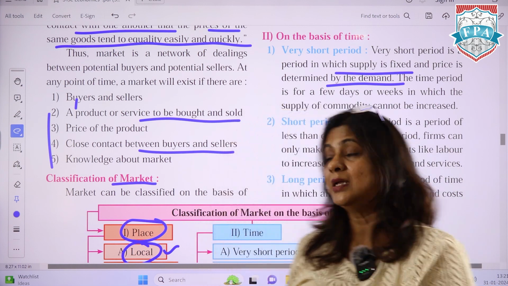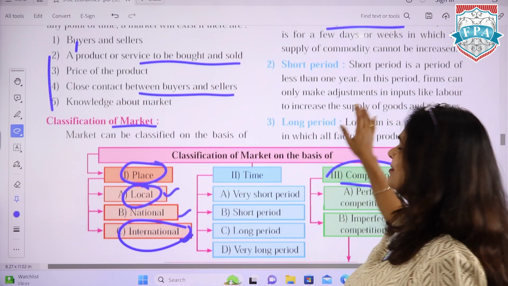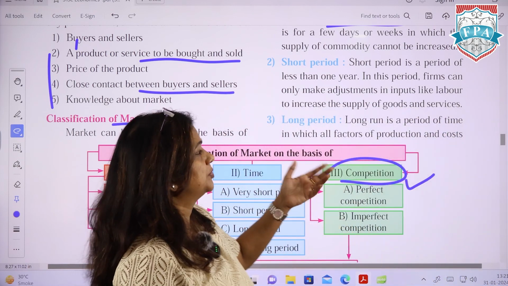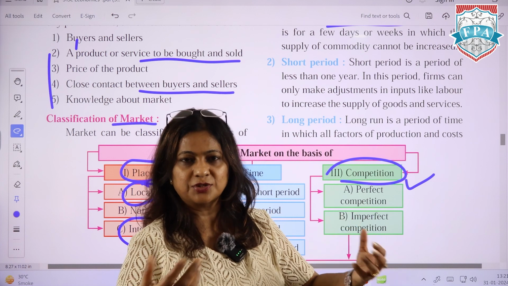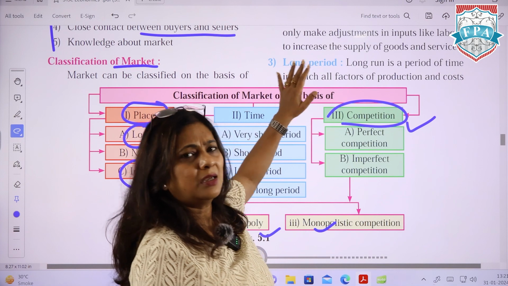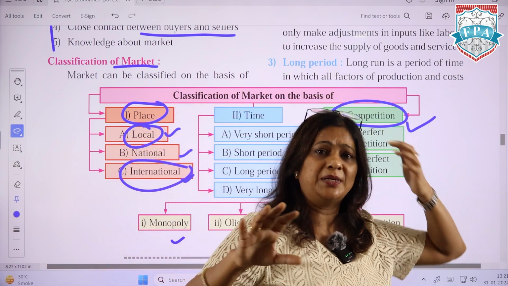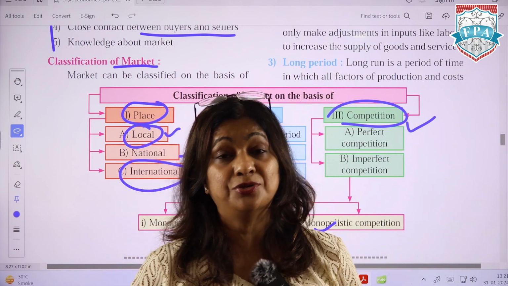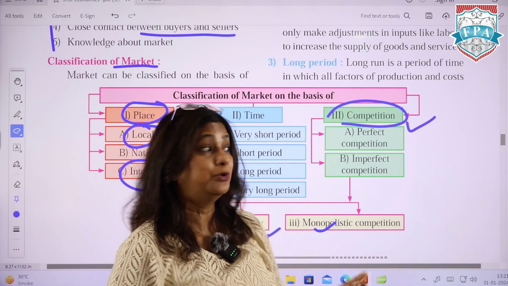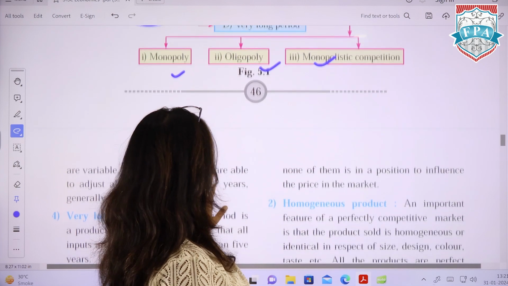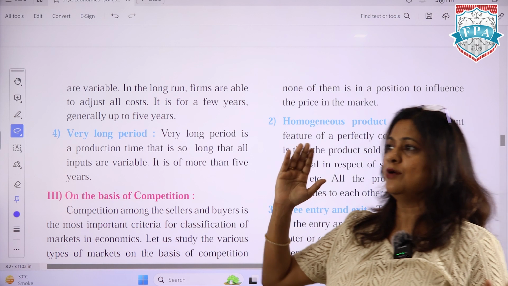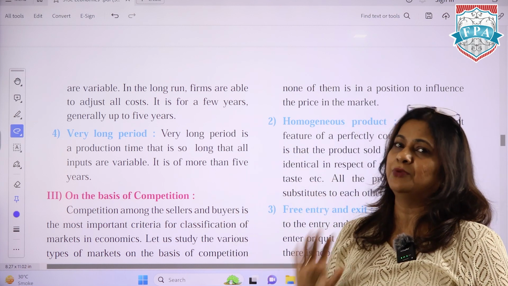The period is short. But in case of a short period, which may extend up to 1 year, you can make certain adjustments with respect to the cost of factors of production like labor and all. In a long period, all factors of production and costs become variable. Means you can change your decision. You can think of doing different things or newer things. And in a very long period, definitely all costs are variable.